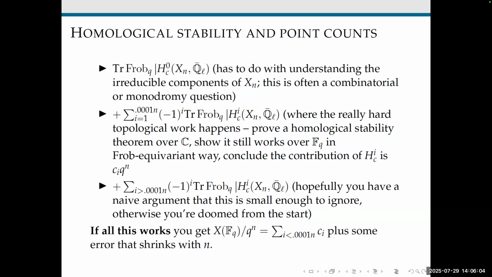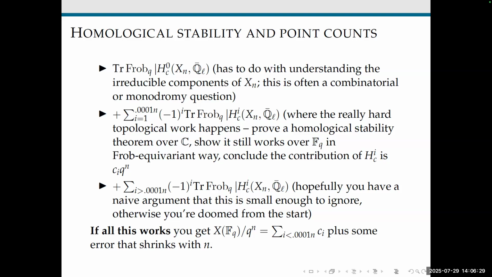So if all this works, it turns out that you get what you want. You get that the ratio of the number of points in this variety over q to the n actually approaches a limit. And maybe I should say, because one of the many lies I told on this slide is that I said you get this middle part from a homological stability theorem. You need a little bit more. You can't get by with just a topological theorem.